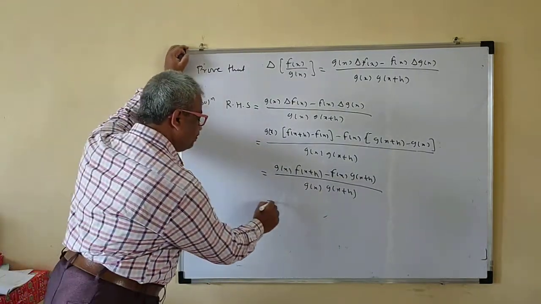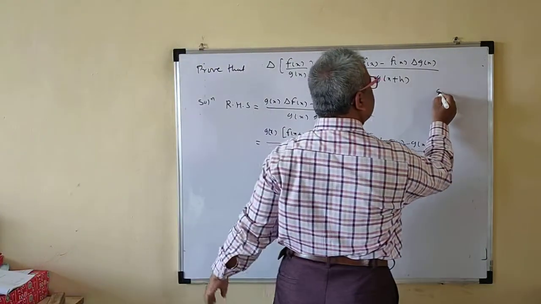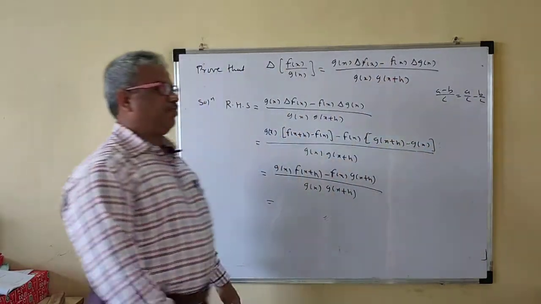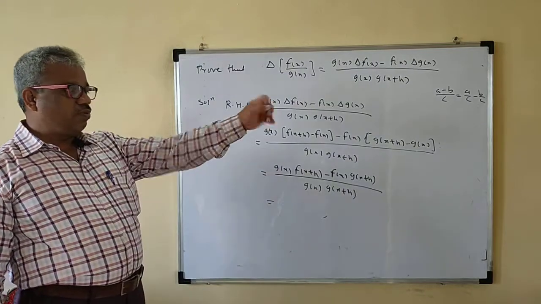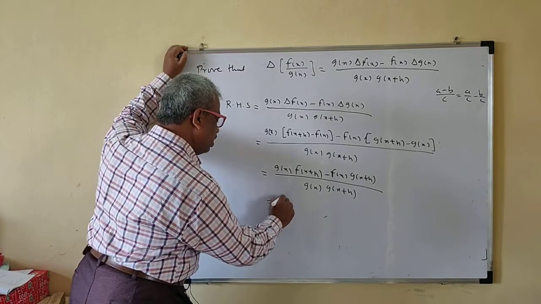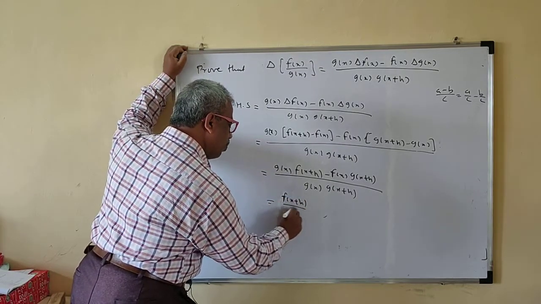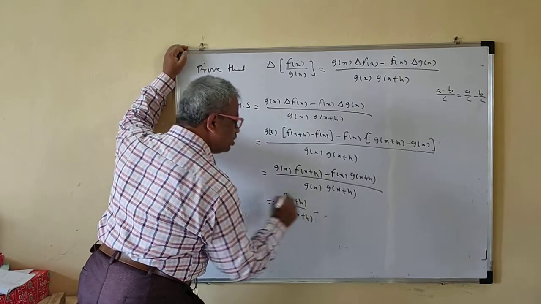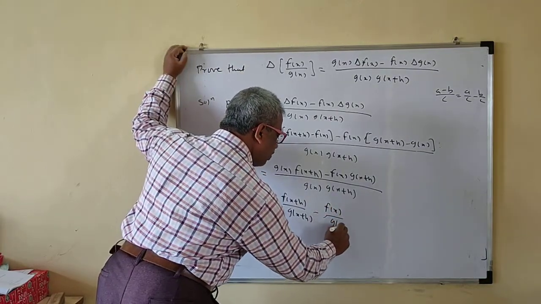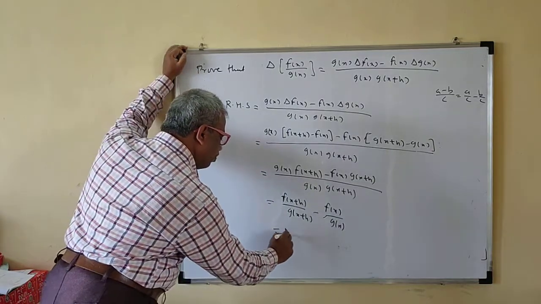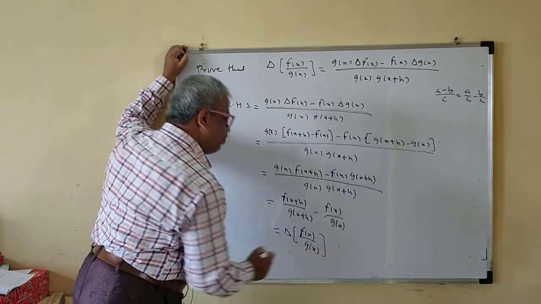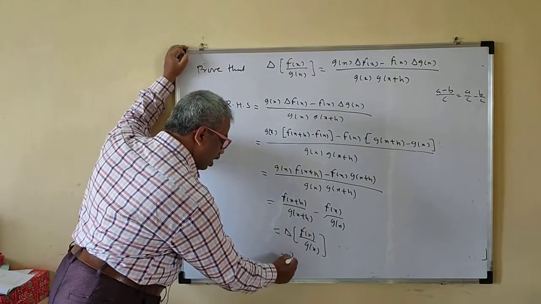Now we separate. This is what a minus b upon c. So I can write a upon c minus b upon c. A minus b upon c is equal to a upon c minus b upon c. So this we can write. So this upon this will what then? f of x plus h upon g of x plus h minus f of x upon g of x. So this is nothing but forward difference of f of x upon g of x. That is your RHS. Okay.